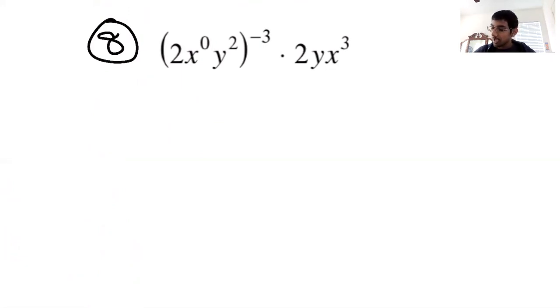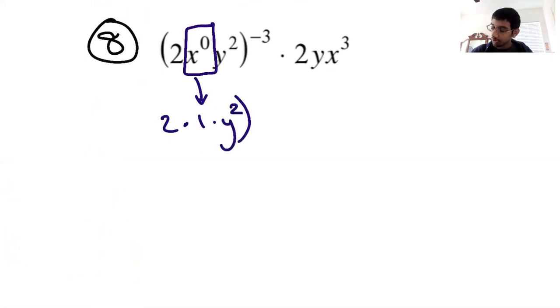Okay, so we have an x to the 0 right here, right? The x to the 0 becomes 1. We'll put the rest of the stuff. So we have 2 and y squared, all to the negative third.